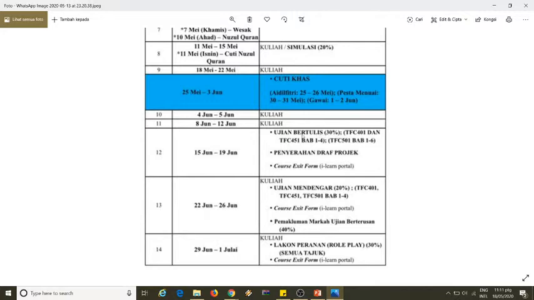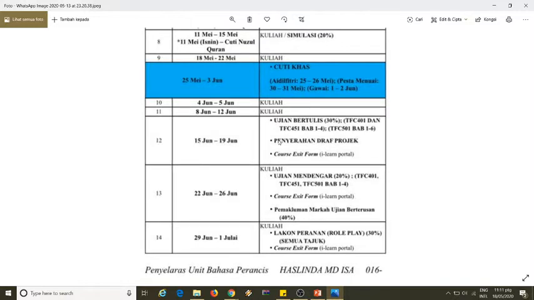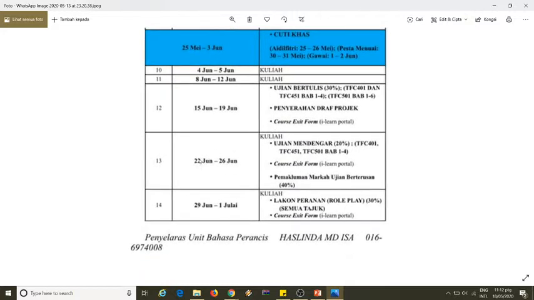Alright. Kerja yang bertulis. So, dalam minggu 15-19 Jun, kita ada ujian bertulis. Tuition bab 1 hingga 4. Half project. 22 hingga 26 Jun, korang ada ujian mendengar. Wow, okay. I think we have to practice on this. Ujian mendengar.